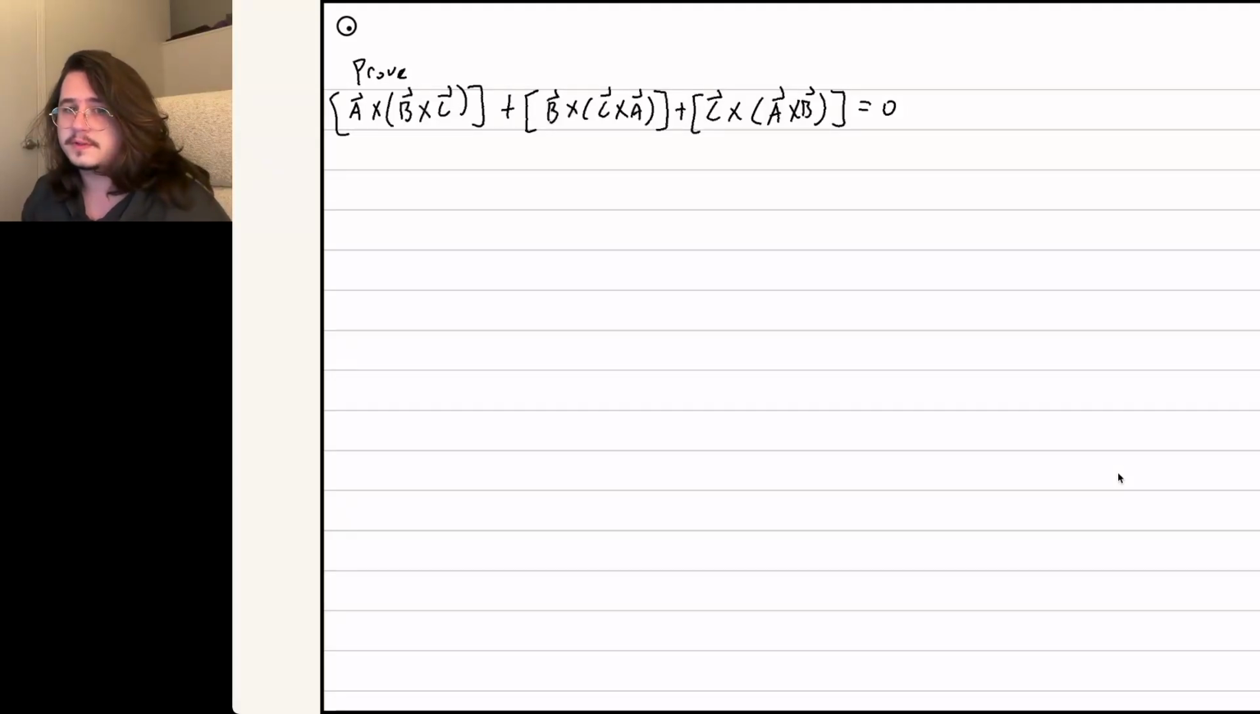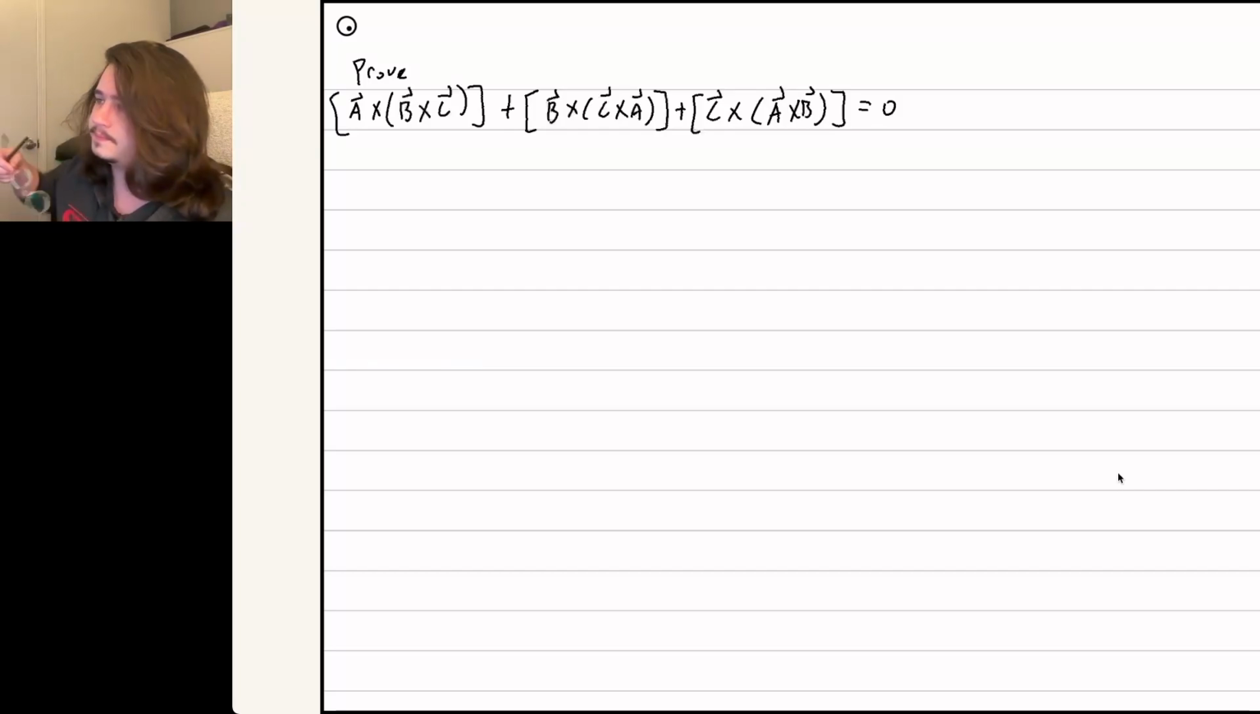Alright, silly people, here's the situation. We're just proving a vector algebra identity, that the sum of all of these triple vector products will give you zero.